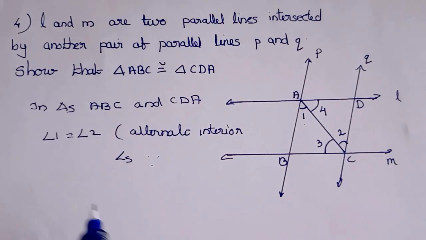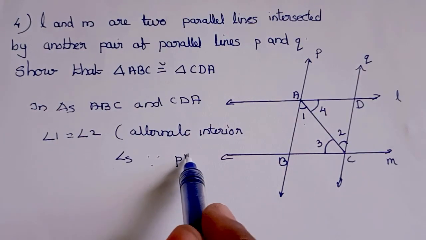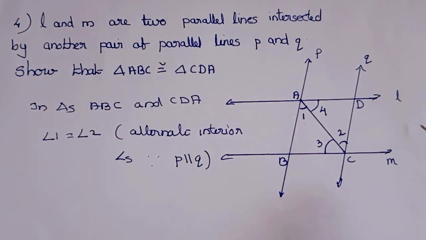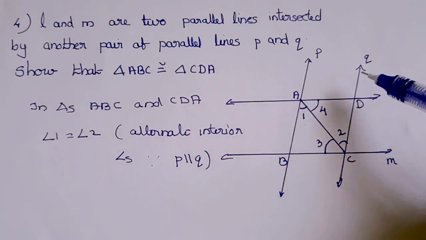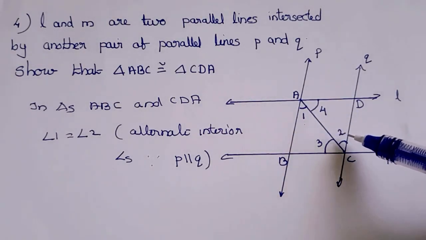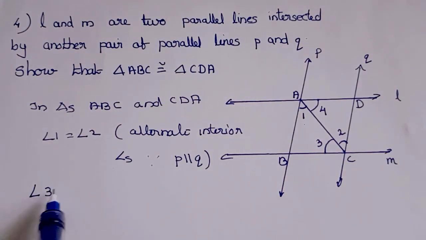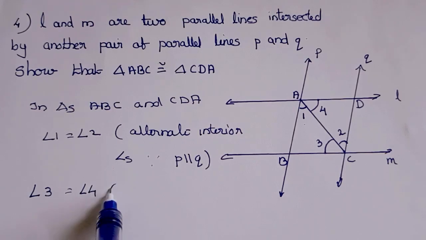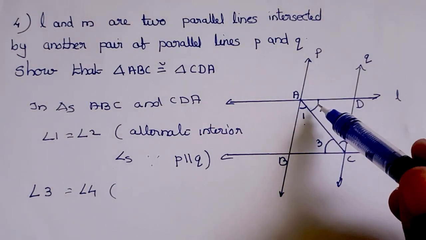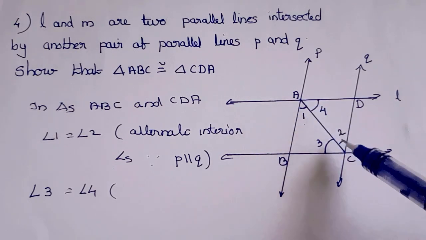Since P is parallel to Q. The pair of lines are P and Q, and they are intersected by the transversal AC. Therefore, we get 1 and 2 are alternate interior angles. Hence, they are equal. Similarly, we get angle 3 equal to angle 4 since L is parallel to M. Here L and M are two parallel lines and the transversal is AC.